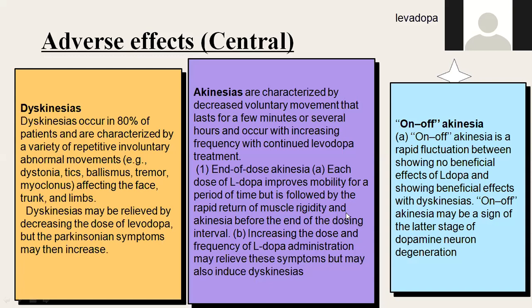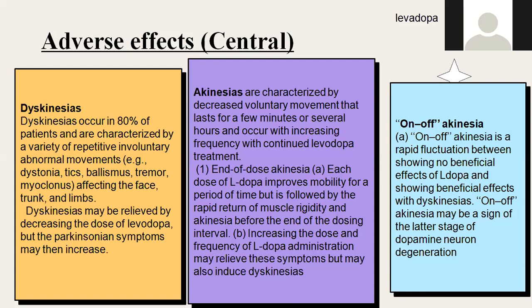Levodopa will improve the mobility, but it is followed by rapid return of muscle rigidity and akinesia before the end of the dosing interval. Now, how can we cover it? Increasing the dose and frequency of levodopa administration may relieve these symptoms, but can also induce dyskinesia. In akinesia the movement is decreased, so we can increase the dose. In dyskinesia the movements are increased, so we can decrease the dose. So it goes vice versa. On and off akinesia, as the name indicates, is a rapid fluctuation between showing no beneficial effect and showing beneficial effect.